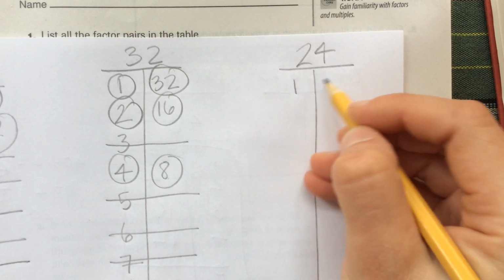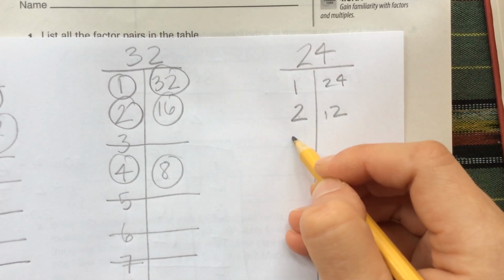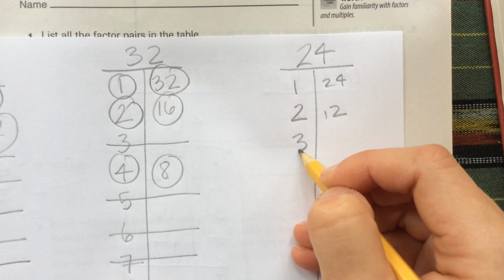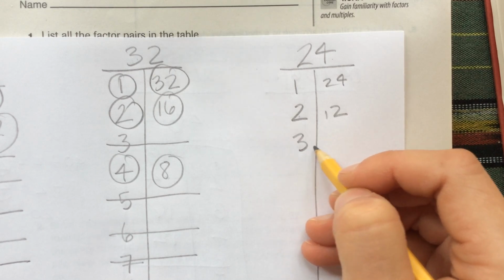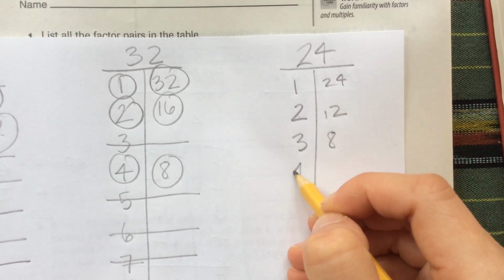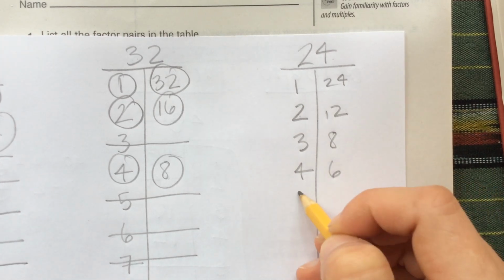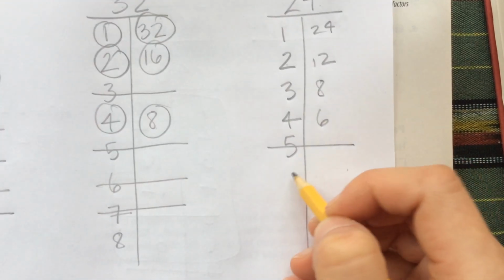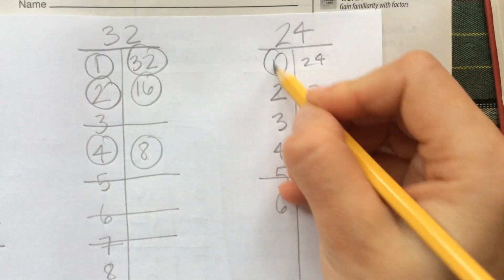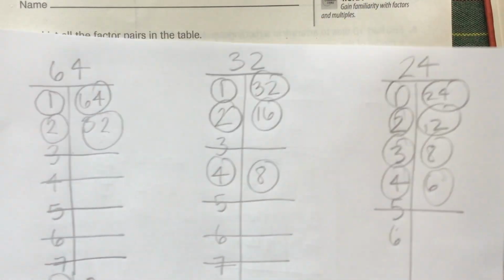Come back. 1 times 24 is 24. 2. 2 times 12 is 24. 3. 3, 6, 9, 12, 15, 18, 21, 24. So 3 times 8 is 24. 4. 4 times 6 is 24. 5 doesn't work. 6, we're back to 6, so we've got 1, 2, 3, 4, 6, 8, 12, 24.